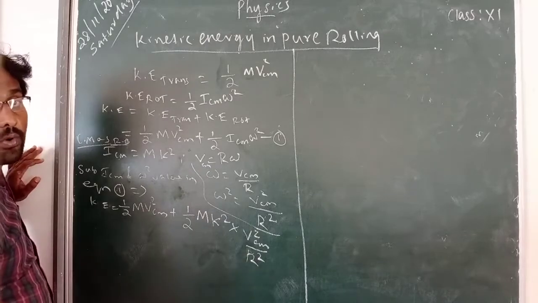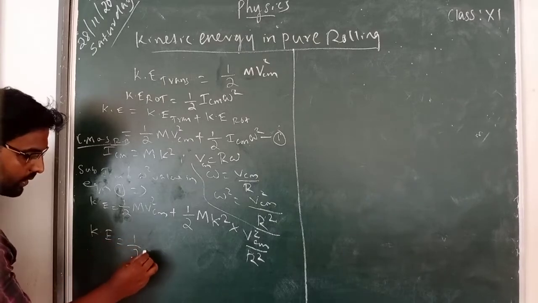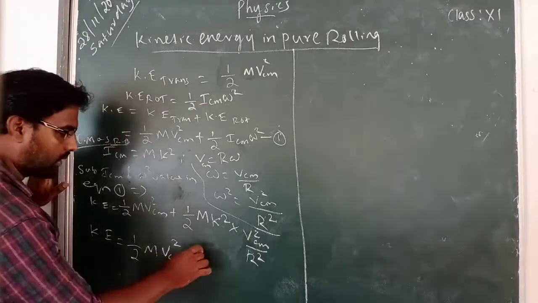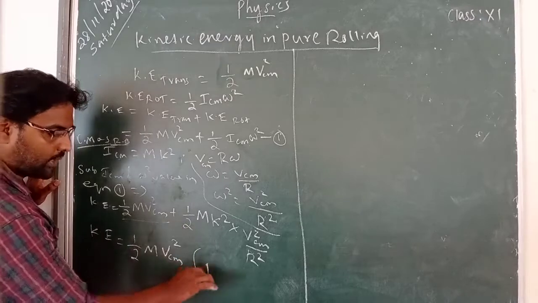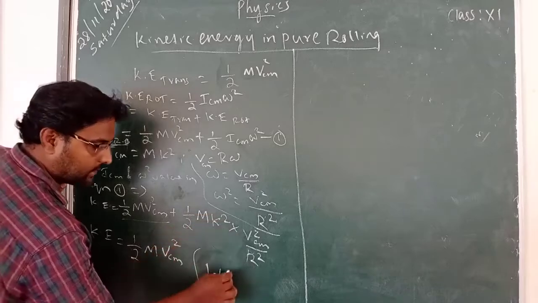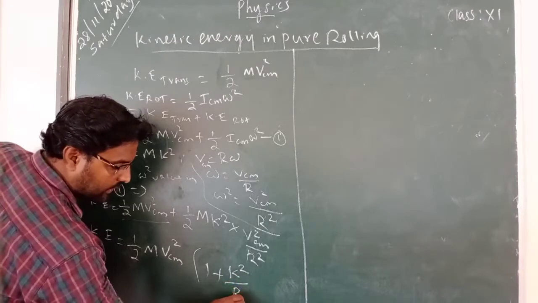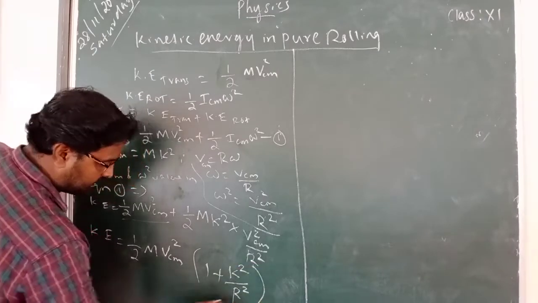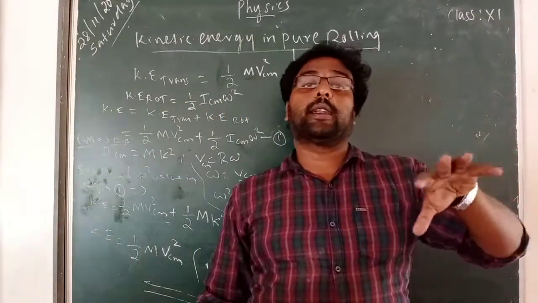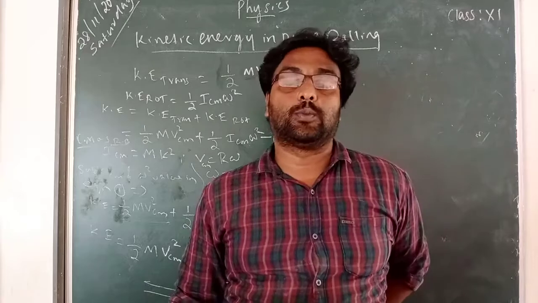This term is common for all, so take all this outside. Half common, m common, v square common. So what remains here? Only one. Plus here what is remaining? Half taken, m taken, v square taken, remaining is k square by r square. This is the equation we got. Now this is the kinetic energy equation with center of mass as reference point.